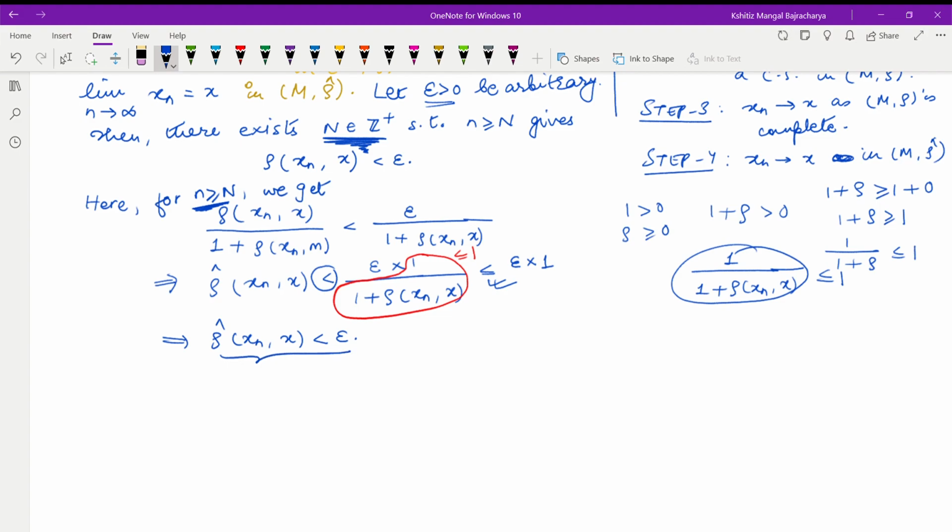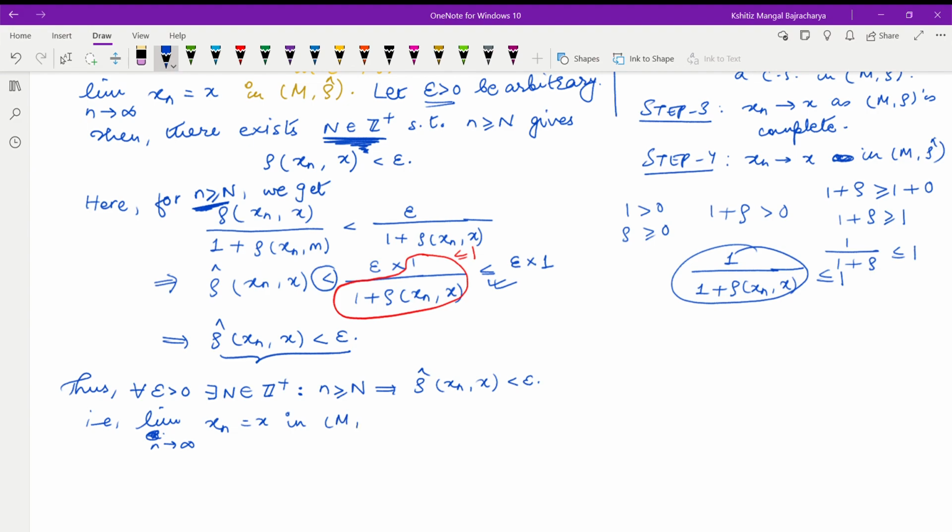So thus, what did we obtain? For all epsilon greater than 0, there exists N belonging to Z plus such that n greater or equal to N implies rho hat(x_n, x) is less than epsilon. That is, the limit as n tends to infinity of x_n is equal to x in the metric space M rho hat.